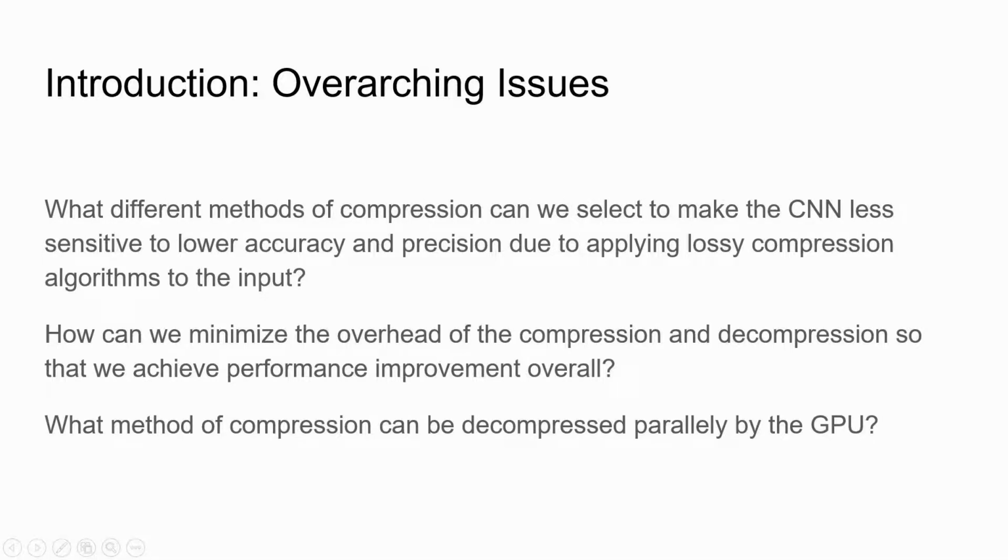Now, some of the challenges we face to compress the input and parameters for CNN are experimenting with different methods of compression to ensure that a CNN can maintain a high accuracy and precision despite applying lossy compression. Another problem is how we can minimize the overhead of compression so that we can actually achieve an overall performance improvement. Finally, and this ties to the second issue we discussed, what method of compression can be decompressed in parallel by the GPU?